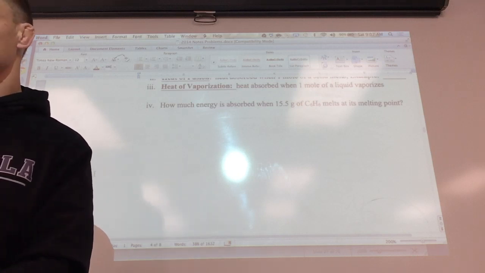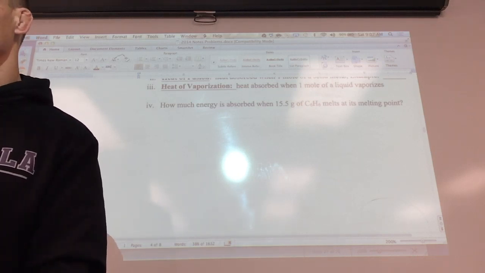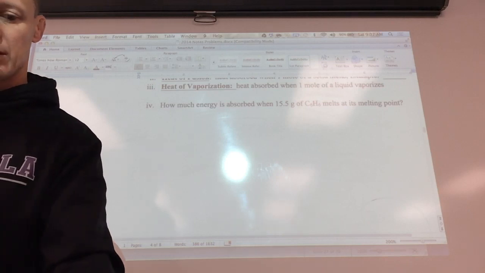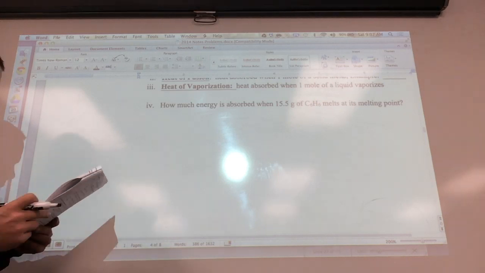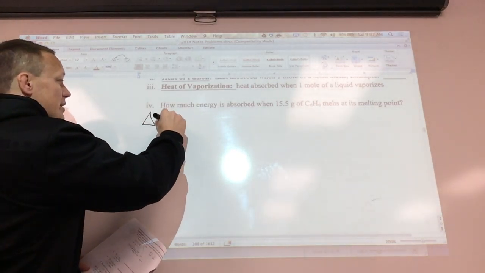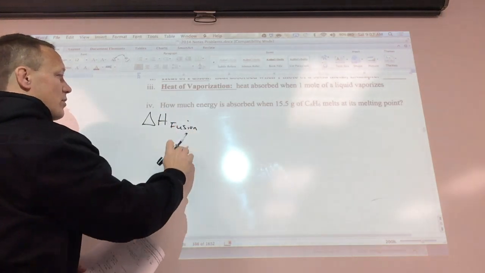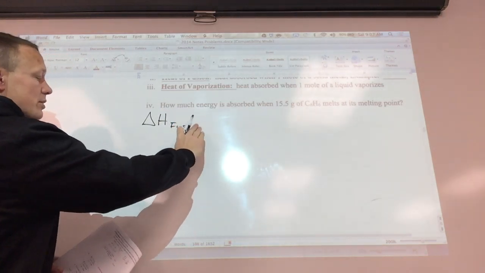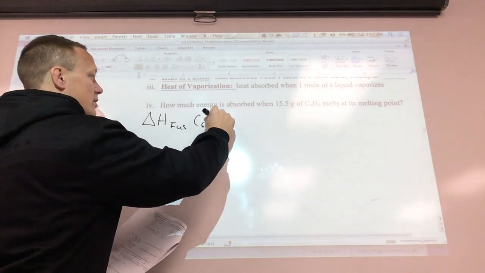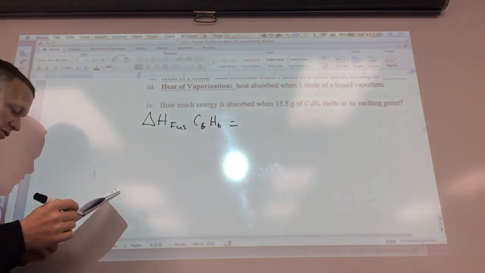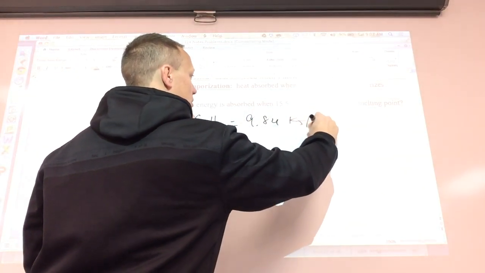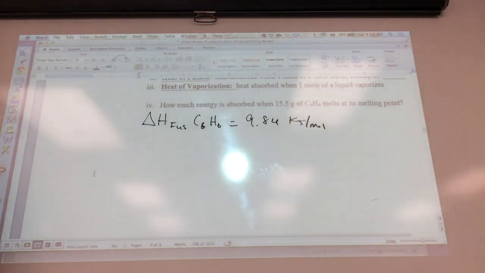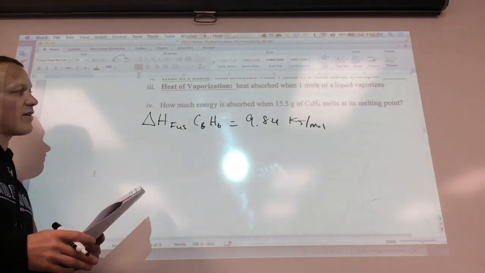Just a couple more questions here. So this one, how much energy is absorbed when 15.5 grams of C6H6 melts at its melting point? Okay, so we're making C6H6 melt. First thing you need to know is the heat of fusion, or sometimes just symbolized H fuse, for C6H6, which is called benzene. The heat of fusion for that is 9.84 kilojoules per mole. Notice the temperature is not changing here. Remember, as things change state, the temperature doesn't change until after it's changed that. And the melting point is 5 degrees Celsius for the substance.